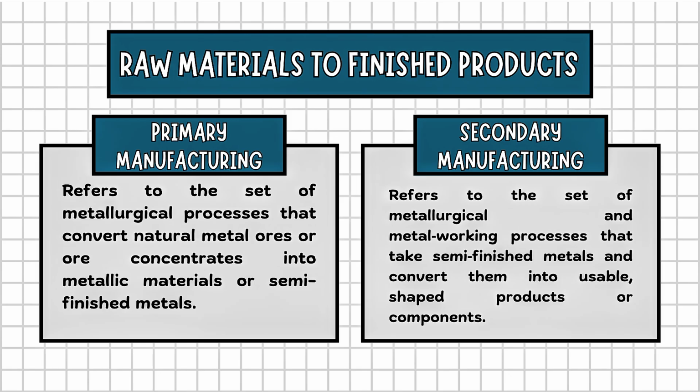While secondary manufacturing is a set of metallurgical and metalworking processes that take semi-finished metals, so yung product ng primary manufacturing, and convert them into usable shaped products or components. So let's not delve deeper sa secondary manufacturing since it will be discussed by the next presenter. So let's move on sa mga products in primary manufacturing.